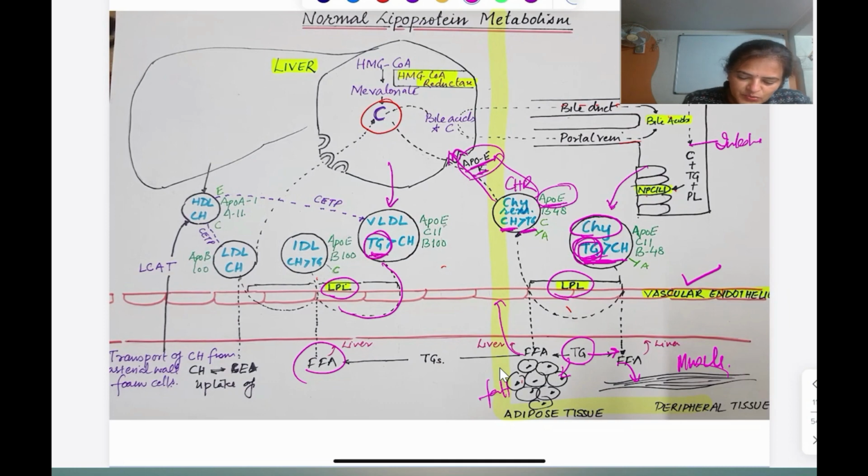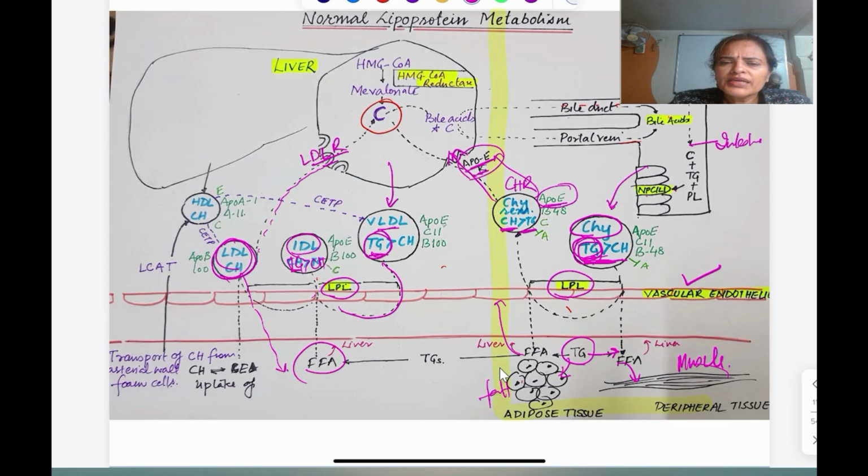This VLDL is converted into intermediate density lipoprotein, where triglyceride is again more as compared to the cholesterol, and again it undergoes hydrolysis with the same enzyme and is converted into low density lipoprotein. This low density lipoprotein remains in the circulation. So 50% will be taken up by the liver with the help of the LDL receptor, and the remaining will circulate in the plasma.